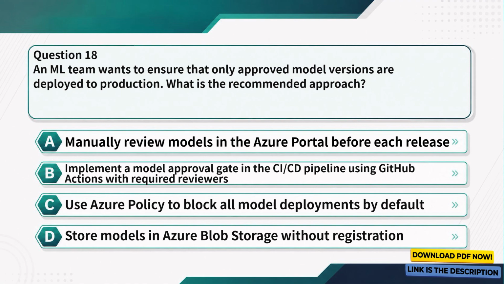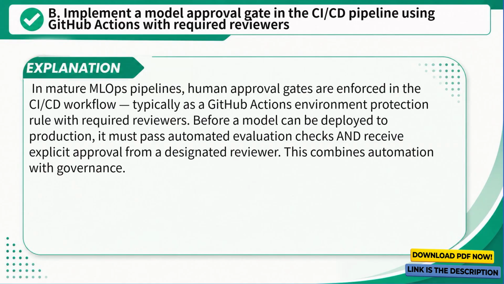Question 18. An ML team wants to ensure that only approved model versions are deployed to production. What is the recommended approach? A. Manually review models in the Azure portal before each release. B. Implement a model approval gate in the CI/CD pipeline using GitHub Actions with required reviewers. C. Use Azure Policy to block all model deployments by default. D. Store models in Azure Blob Storage without registration. Correct answer: B. Implement a model approval gate in the CI/CD pipeline using GitHub Actions with required reviewers.